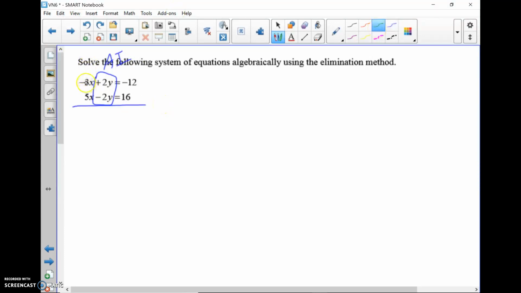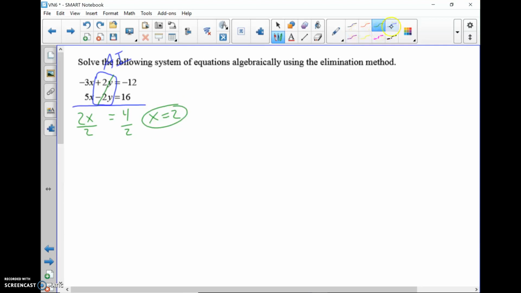And combining like terms, so negative 3, positive 5, that combines to be a positive 2x. These cancel out, equals 16, and negative 12 is 4. So the positive 2 and negative 2 adds to 0. We don't bother to write the plus 0. And so we have 2x equals 4, divide 2 on both sides, x equals 2.